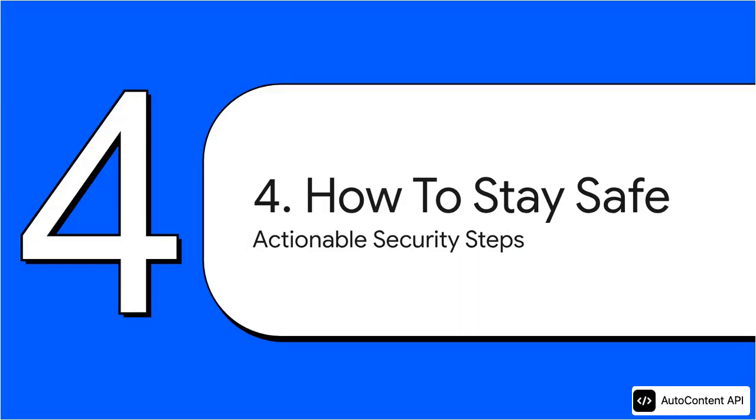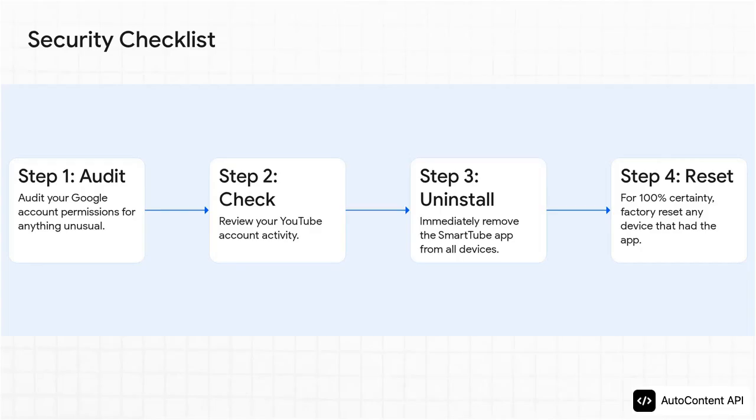Okay, let's shift gears and get to the most important part of this whole thing, the actual steps you need to take right now to get your accounts and your devices secure again. Please follow these 4 steps in this exact order. First, check your Google permissions and your YouTube history for anything weird. That's a good start. Next, you have to uninstall the app. That's non-negotiable. But finally, a full factory reset is the only way to be 100% certain that the malware is completely gone, especially if you did that install or update back in November.